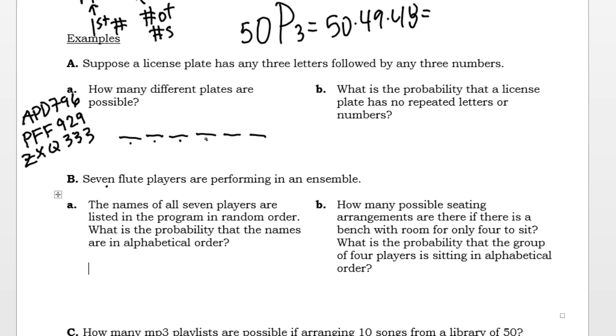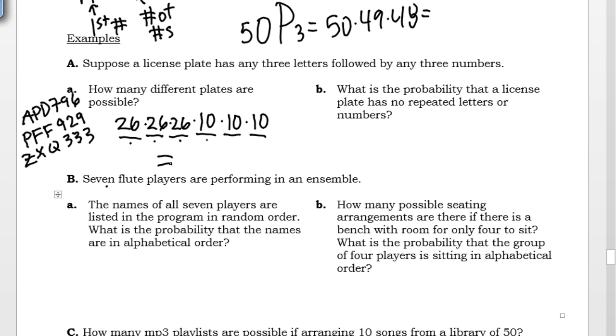So this first spot can be any letter of the alphabet. There are 26 letters in the alphabet. And the next spot can be, again, any letter in the alphabet. Oh, there's 26 more. And another any letter, 26 more. And the next spot can be any digit, 0 through 9. That is 10 numbers. Don't forget to count 0. And again, any digit, and again, any digit. So I will multiply these all together.